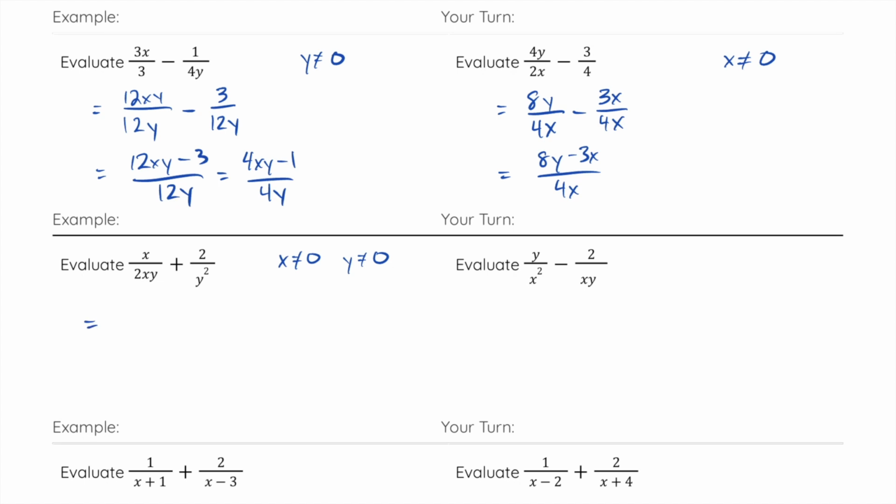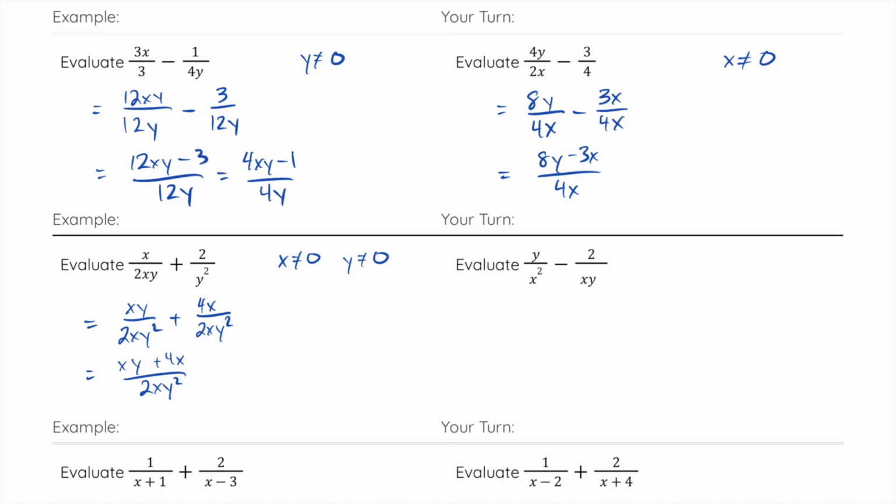And so that means we'd have to multiply this first term by y in the numerator and denominator to get that y squared. And then in the second one, we're going to have to multiply everything by 2x. So we end up with 4x over 2xy squared. And then we end up with xy plus 4x all over 2xy squared.